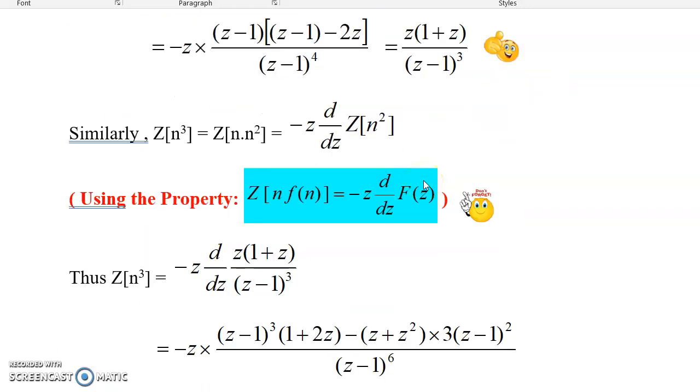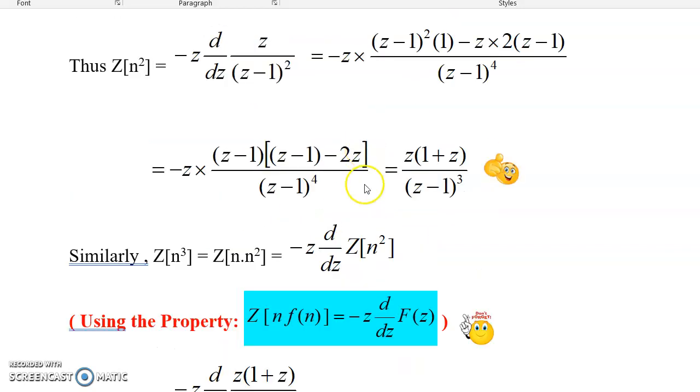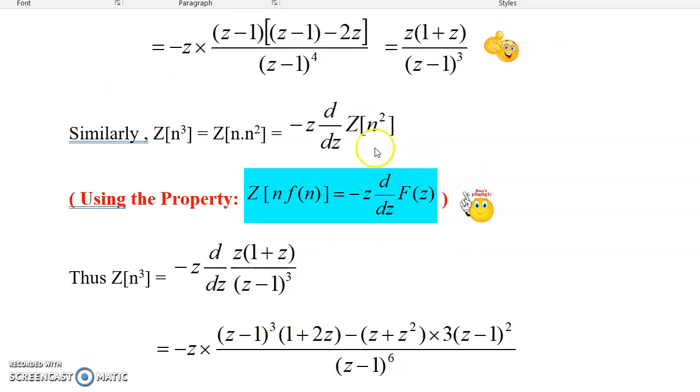Now let us proceed further to find z transform of n cube. Same property we are going to use. So n cube can be written as n into n squared, and we shall remove this n. So it's going to be minus z d by dz according to this property, minus z d by dz of z of n squared. And just now we have calculated what is z of n squared. Here you have the answer, z into 1 plus z by z minus 1 the whole cube. So this z of n squared answer we have substituted.